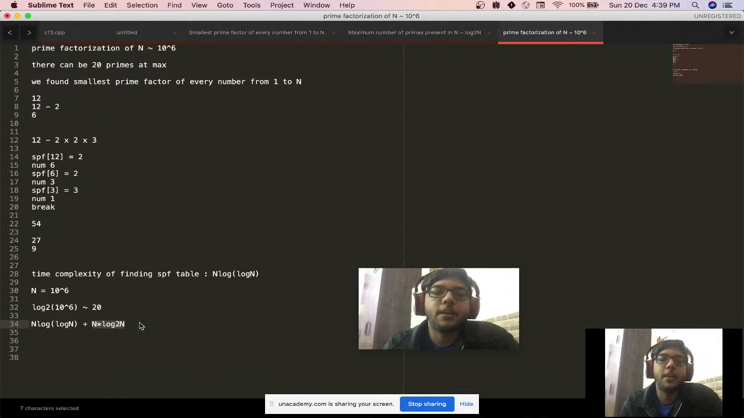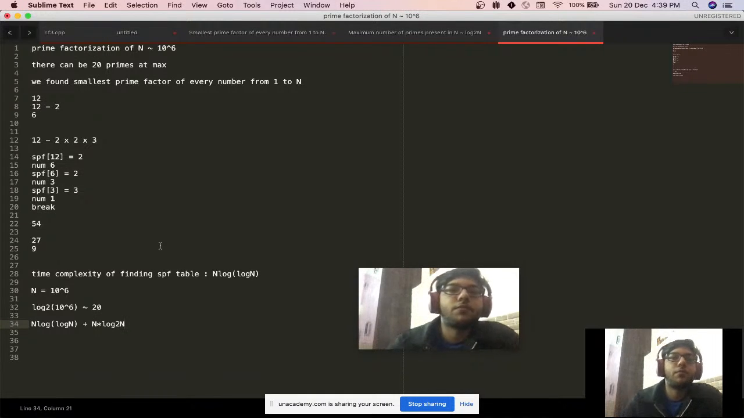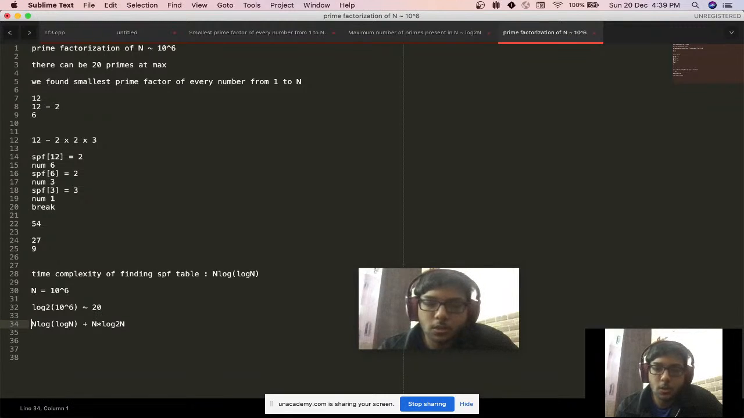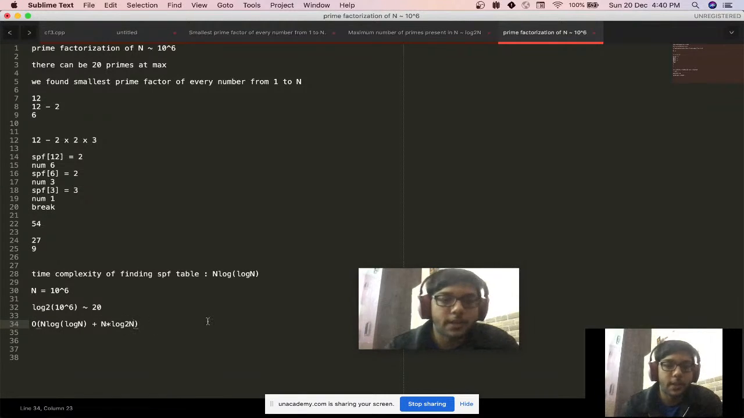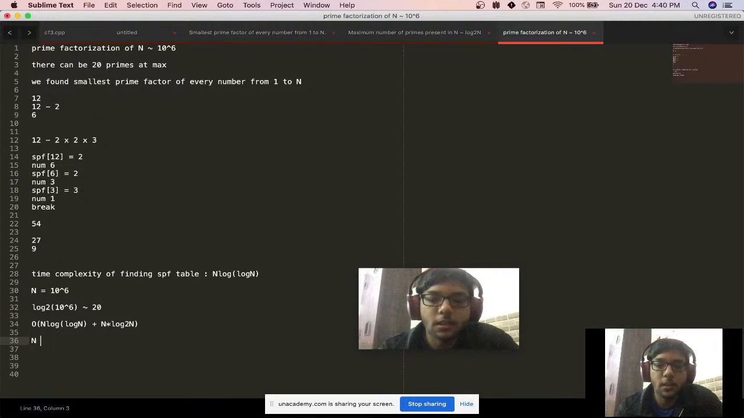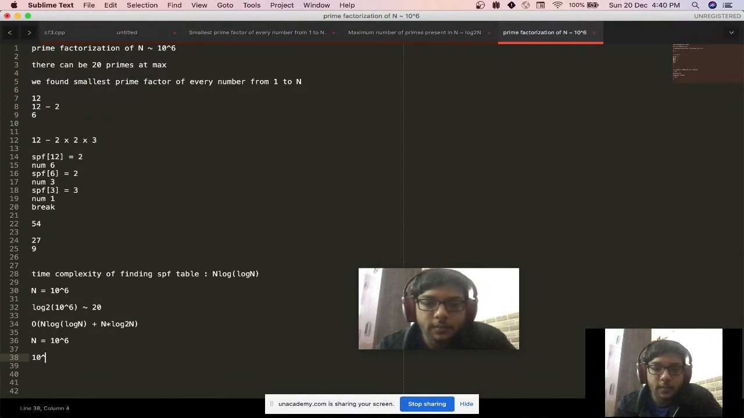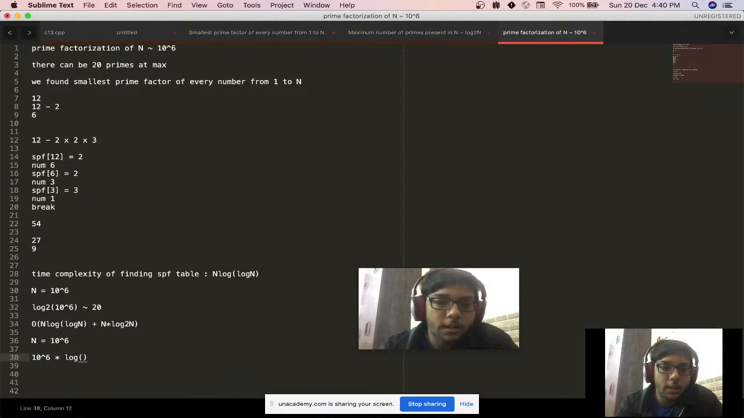This is how much time we need to process all of the prime factors of all of the numbers from 1 to n. This is also a pretty neat time complexity. This is definitely going to work. Let's find out how many operations it is for n equals 10 power 6. That is 10 power 6 multiplied by log n.